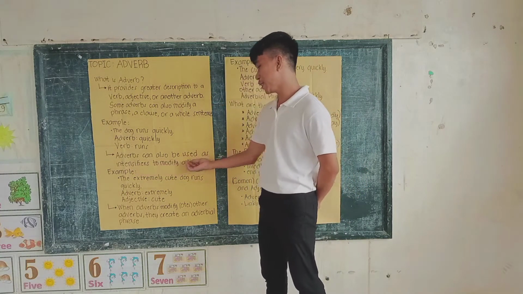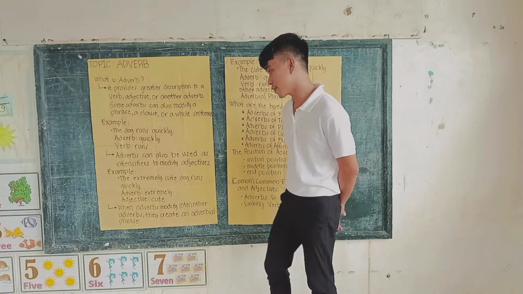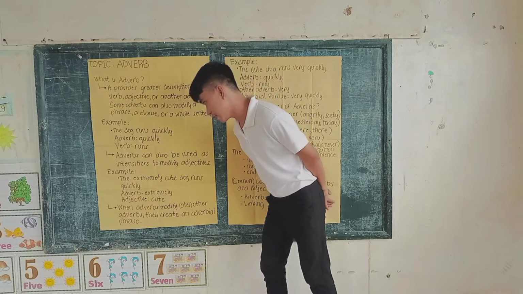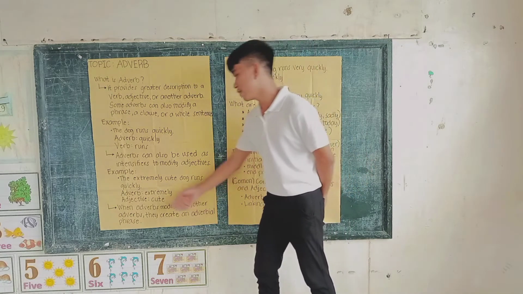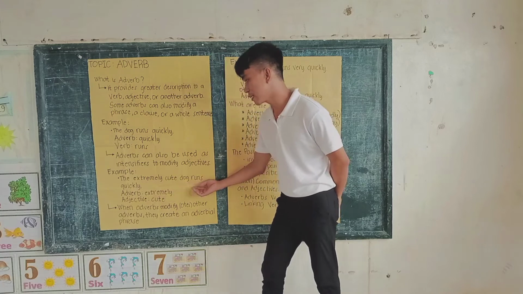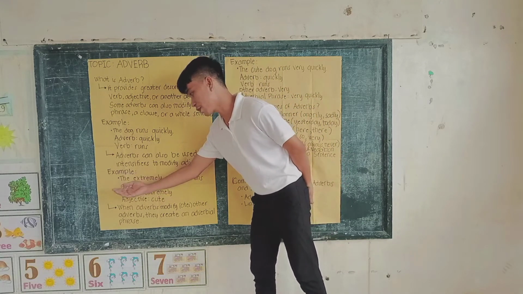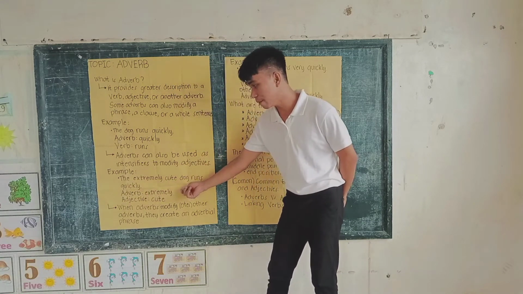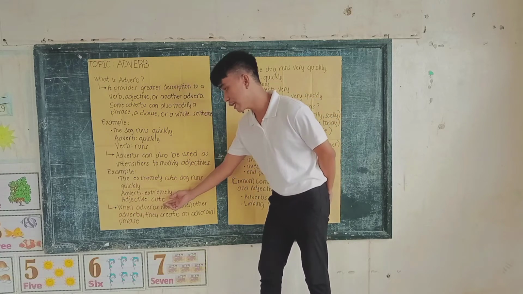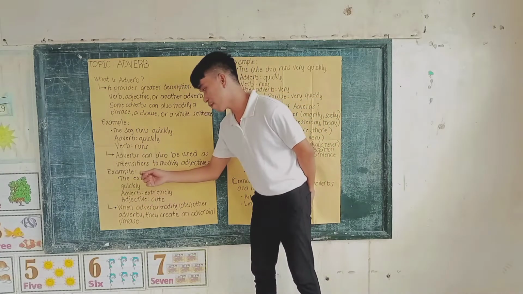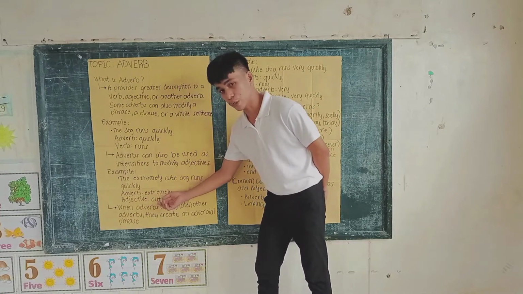Adverbs can also be used as intensifiers to modify adjectives. Like for example, the extremely cute dog runs quickly. We have here adverb extremely, an adjective cute. Adverb extremely modifies the adjective cute.